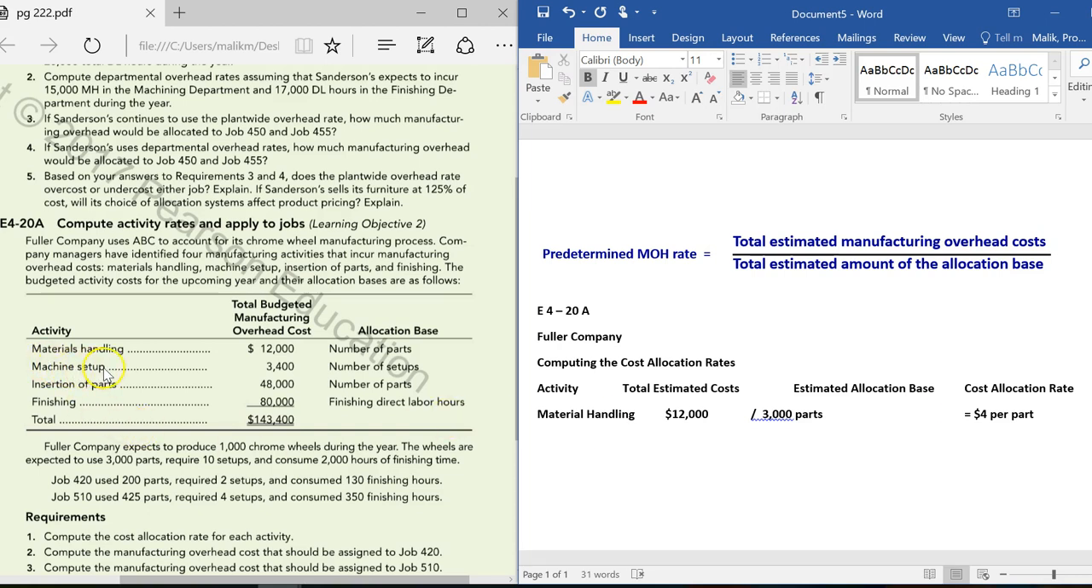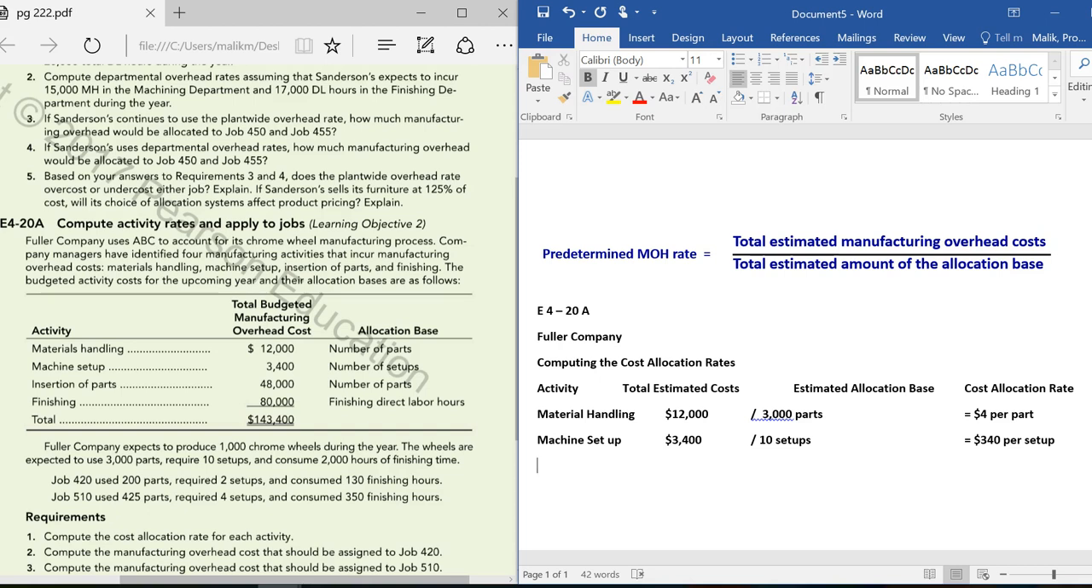So the next activity is machine setup, and we estimated our machine setup cost is $3,400. And we also figured out that the allocation base is number of setups. So let's check what is our total amount of allocation base. It's actually 10 setups. So this is our total estimated cost, and we're gonna divide it by our total amount of estimated allocation base, which is 10 setups, and this is how we will get our machine setup cost rate. So if you divide 3,400 by 10, you will get the rate is $340 per setup. Remember, the cost driver or allocation base is setup.